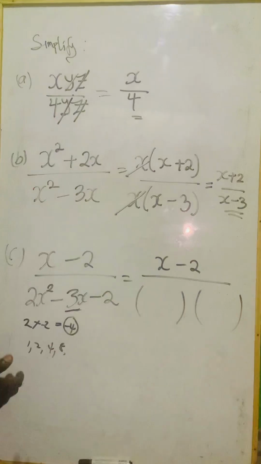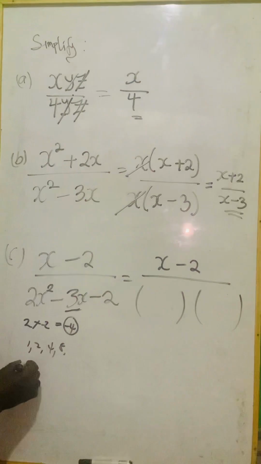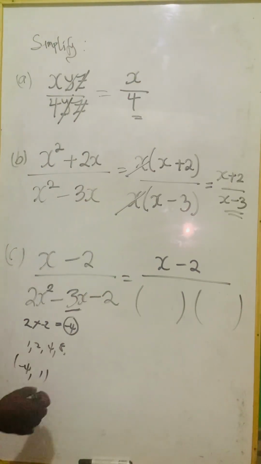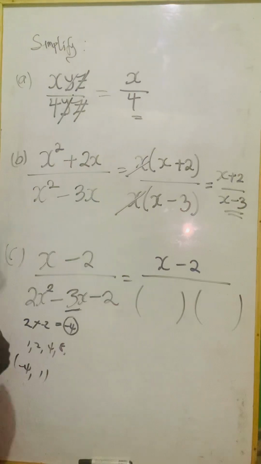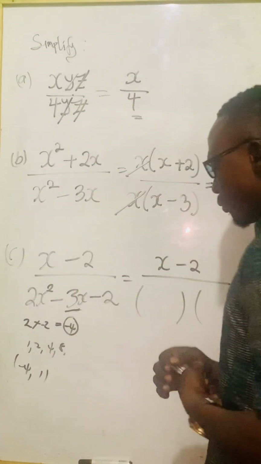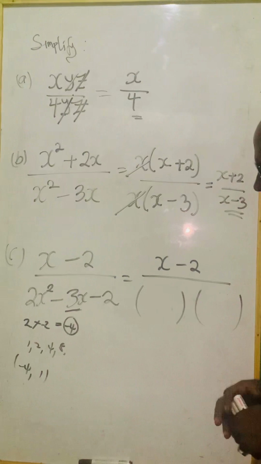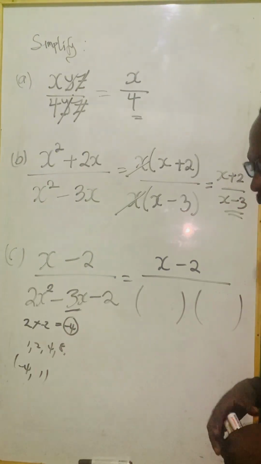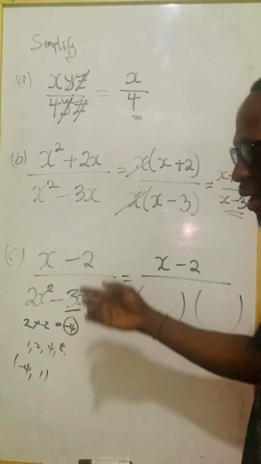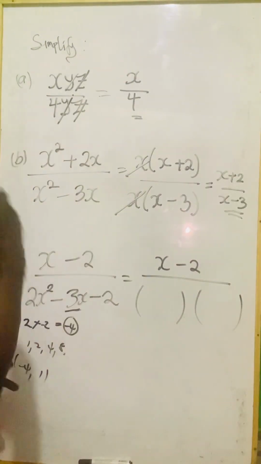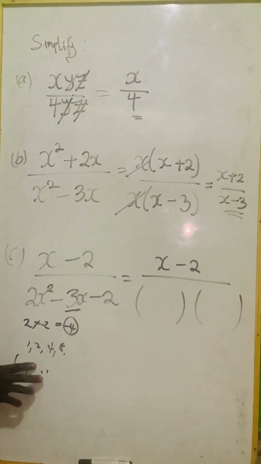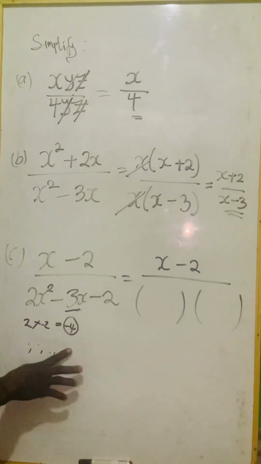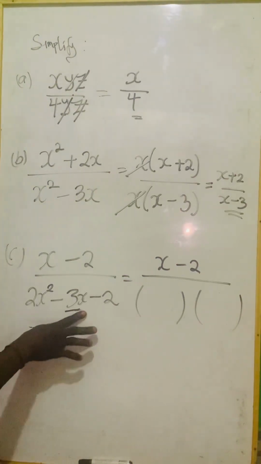In my opinion, we can take minus 4 and 1. Why? Because when you multiply them, you get minus 4, and when you add them, you get minus 3. So minus 4 and 1 is the best for us to use. That is what we are going to use.